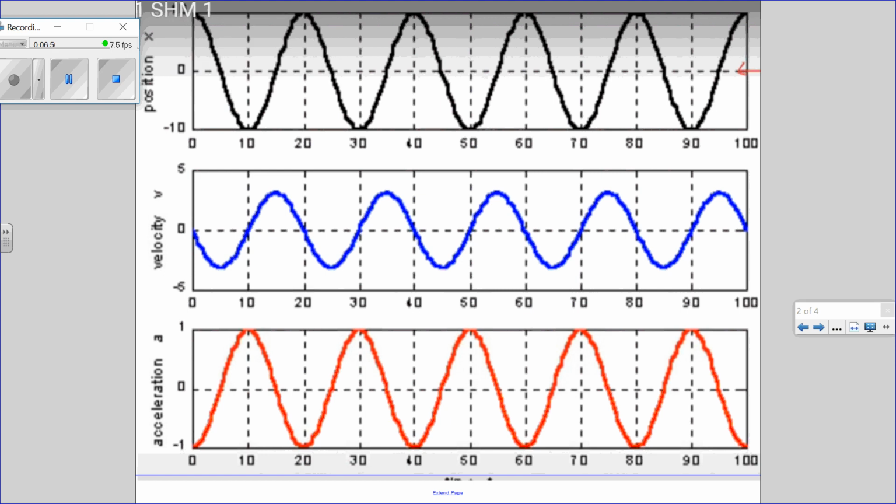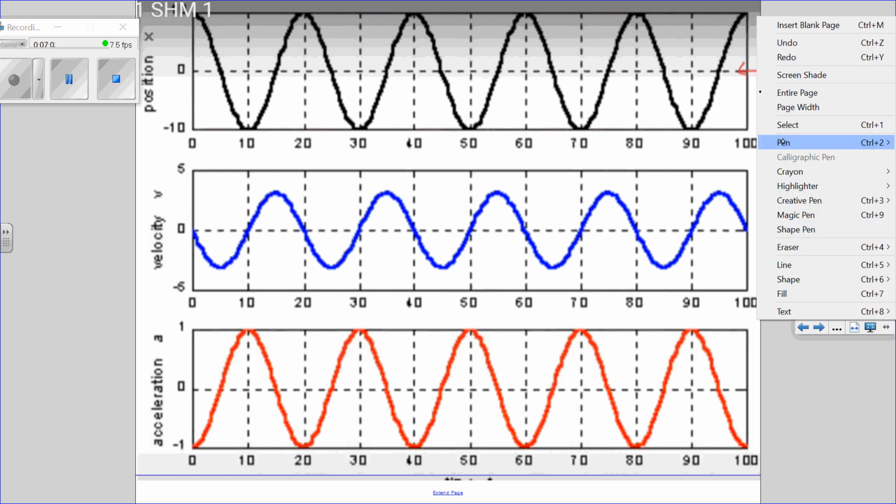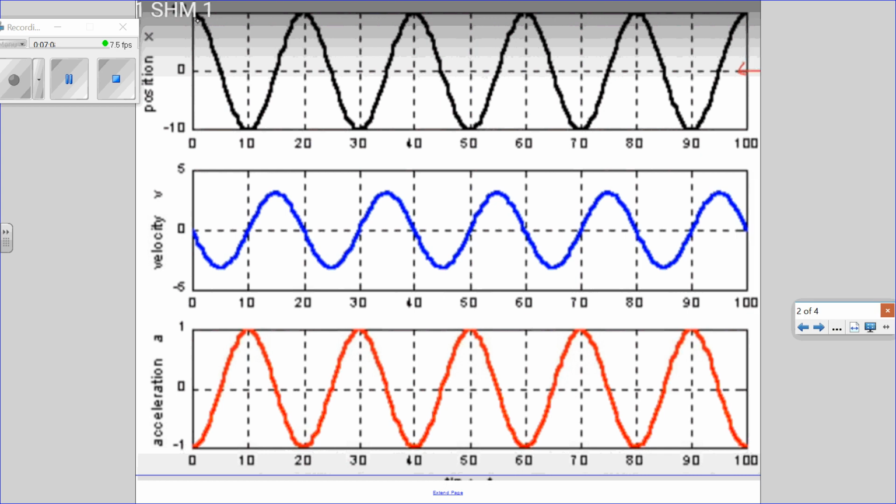Analyze one to start with. So if we look at this one, this is a position time graph. So we have position versus time here, and we have the maximum displacement right here at this point, right up here.